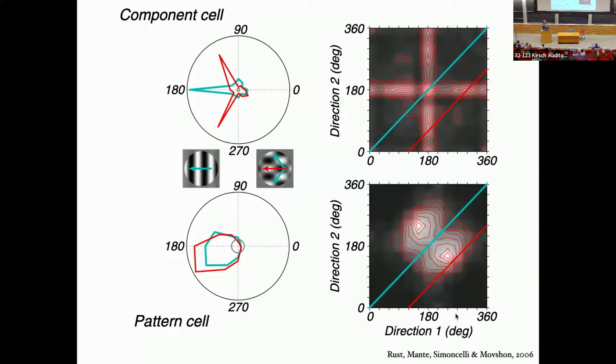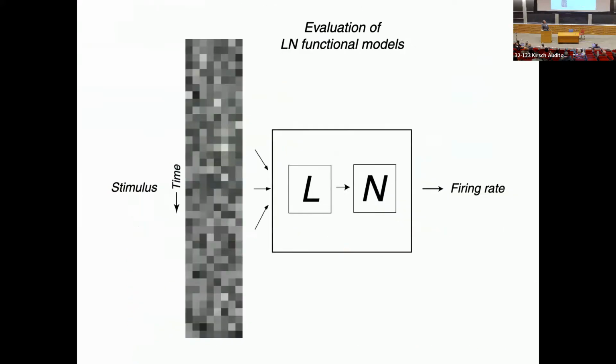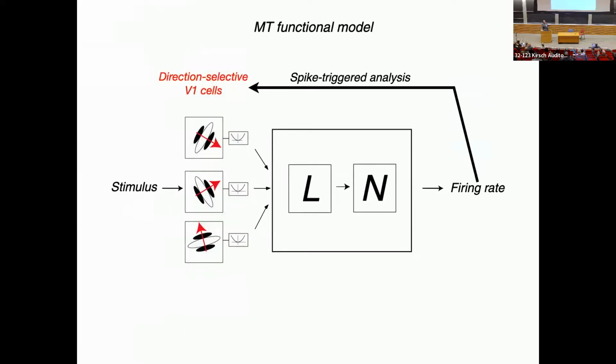Now, this is actually the way we tested the model. The way we actually fit the model is way too tedious for a Saturday morning, but it was basically fitting what's called a linear nonlinear cascade model. But the tricky part of this model is that the input was not pixels, which is the way we're used to thinking about these models, but actually the inputs of an unknown set of direction selective cells from V1.